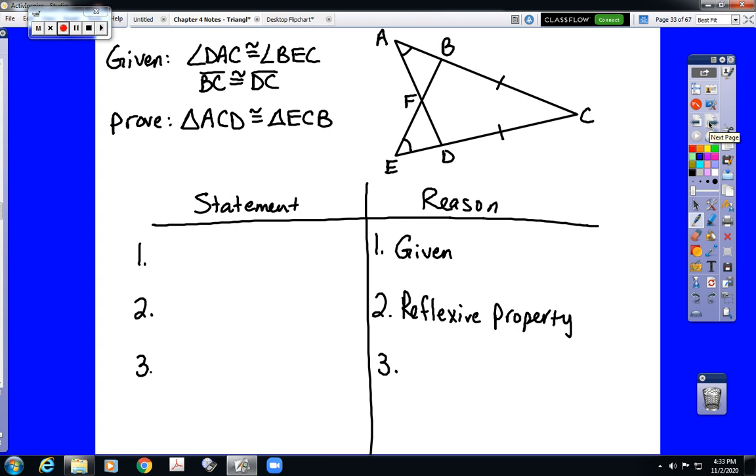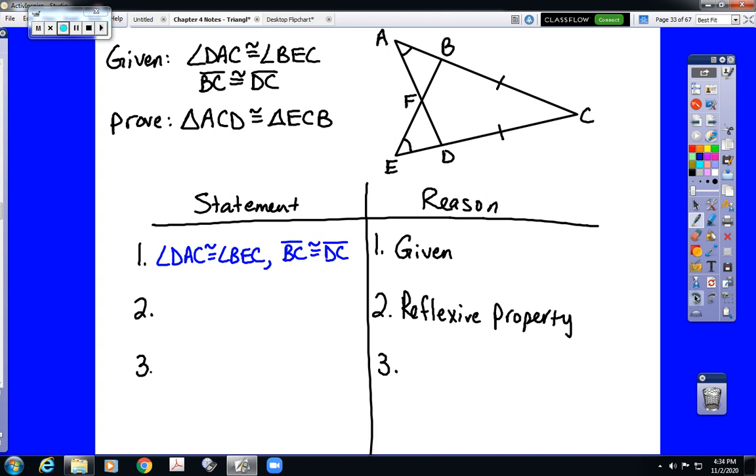Once again, every proof starts the same way, that is with the givens. So we'd say angle DAC is congruent to angle BEC, and segment BC is congruent to segment DC. Both of these are already marked in the picture. Now notice that gives us one set of angles and one set of sides in the triangle. But be a little bit cautious with the one set of sides. Notice it is BC from here to the end, and DC. Not the whole length, just that piece are congruent.